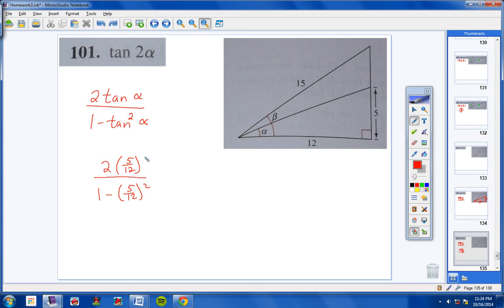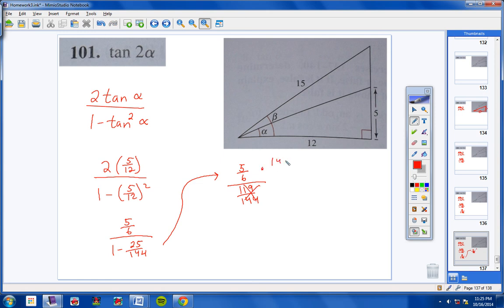Okay, now here we go. 2 times 5/12 would give me 5/6, and if I square this, I get 25 over 144, and then 1 minus that is going to give me 119 over 144. So I have 5/6 over this fraction here. Take this fraction right here, flip it, and multiply it times the top. And if you do all your simplifying, you will come up with 120 over 119.